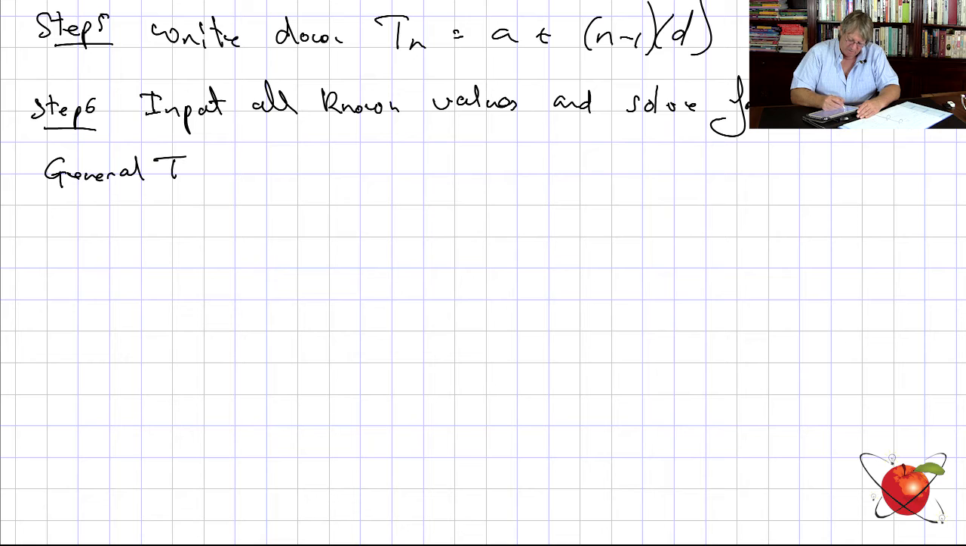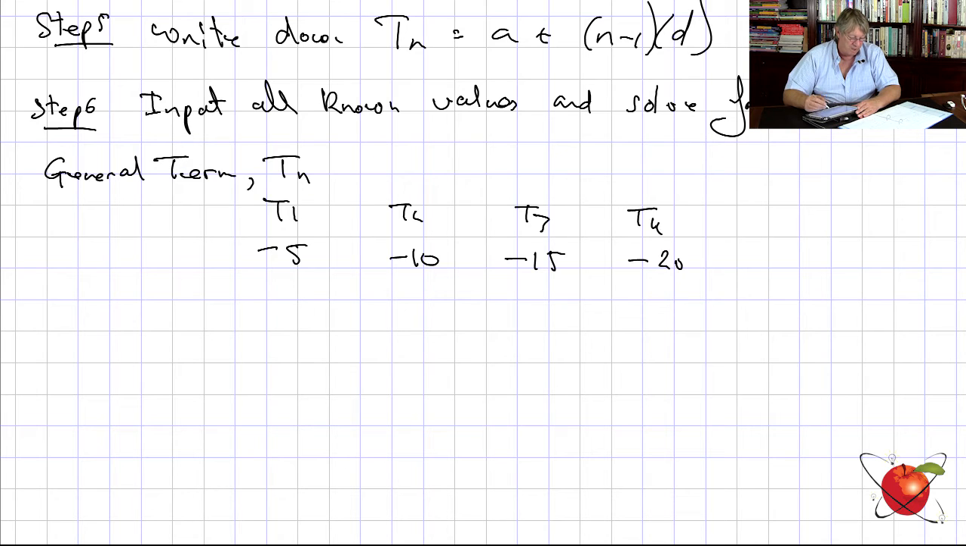The general term, okay, expression for the general term, or work out the expression for Tn, all right? They want you to work out that Tn equals. So, first of all, we write it down: minus 5, minus 10, minus 15, and minus 20. Label T1, T2, T3, T4, okay? We've labeled it.